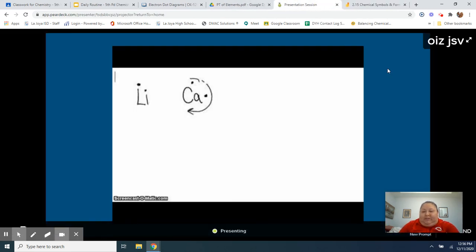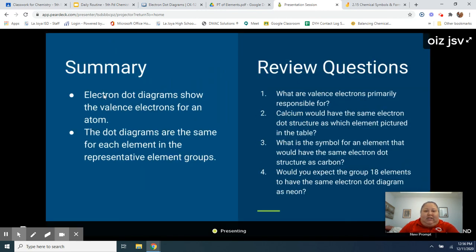All right, let's finish up the lecture. In summary, electron dot diagrams show the valence electrons for an atom. Second point, the dot diagrams are the same for each element in the representative element group. And then you have your review questions.